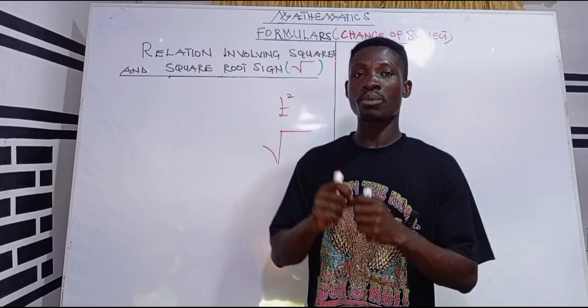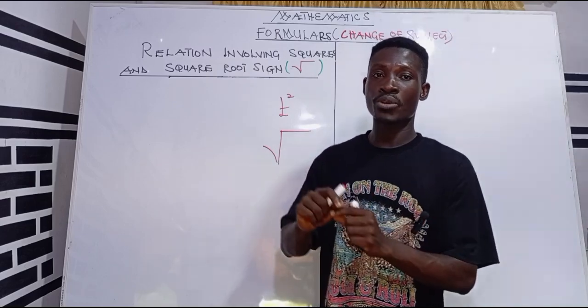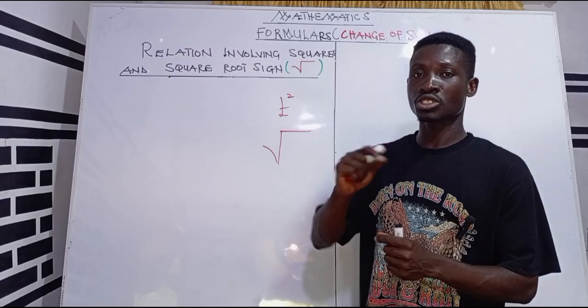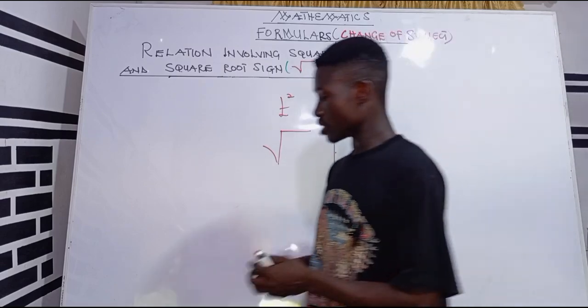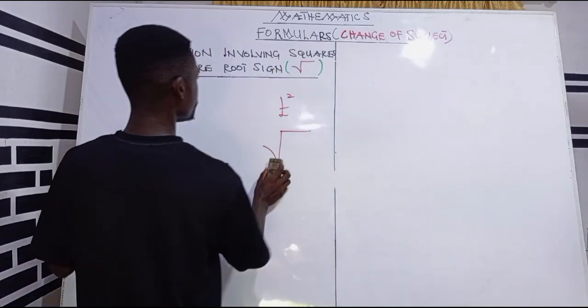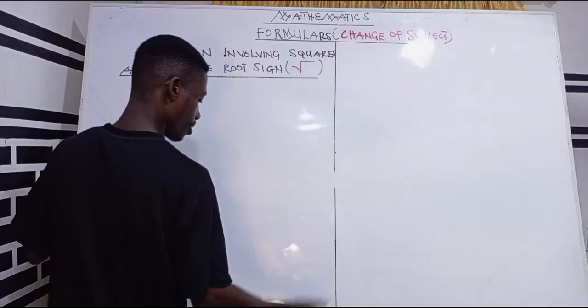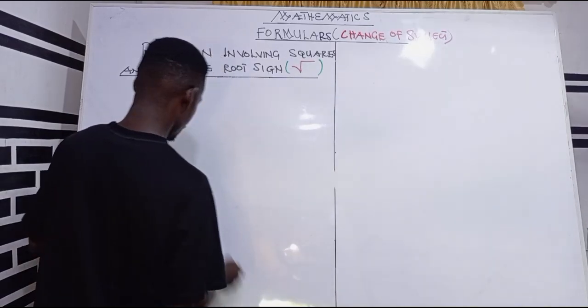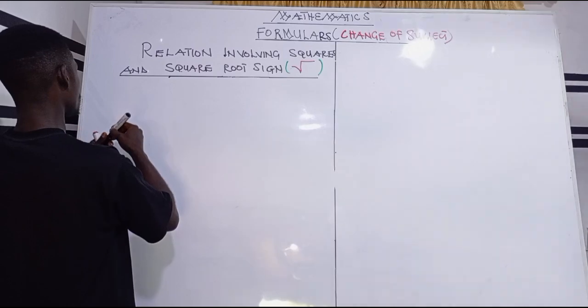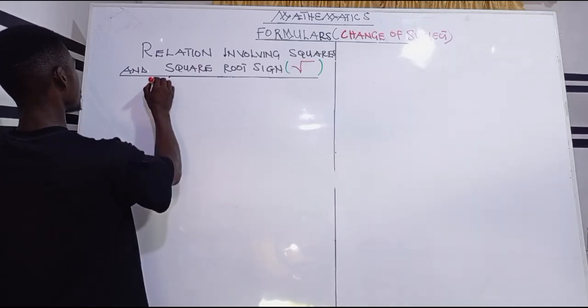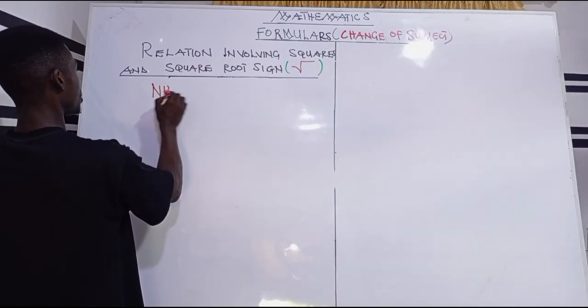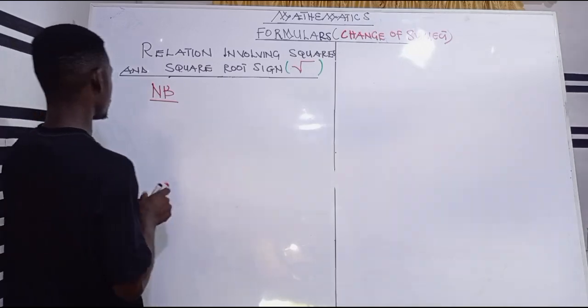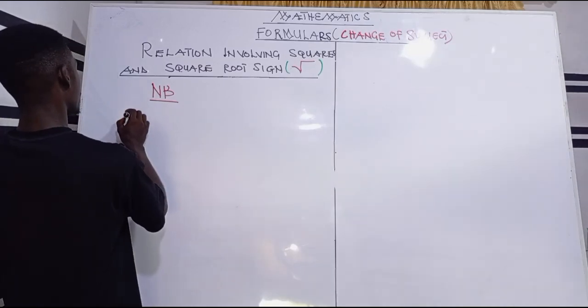So before we take examples, let's go through the following. They are very important, so we take note of them. So the first one that we shall look at is, so let's take note of this. You can write them at a corner in your notebook.